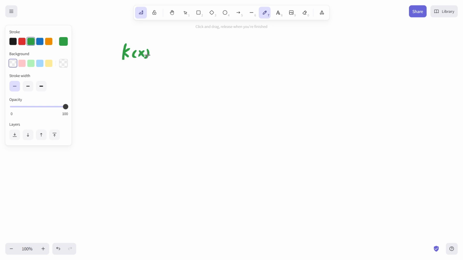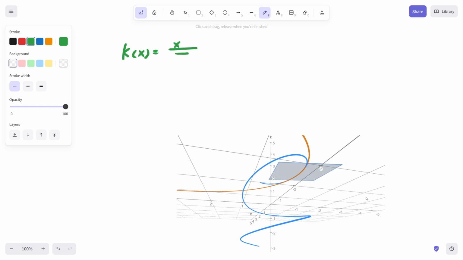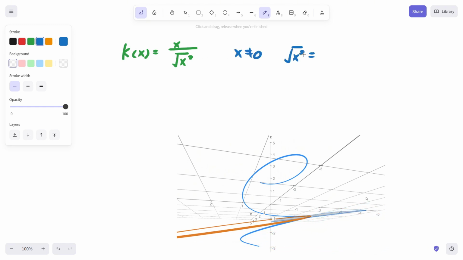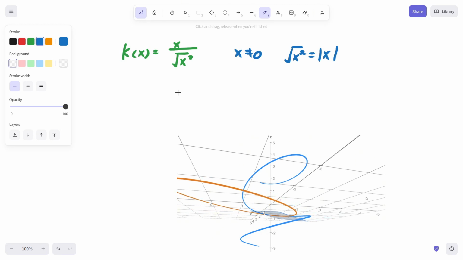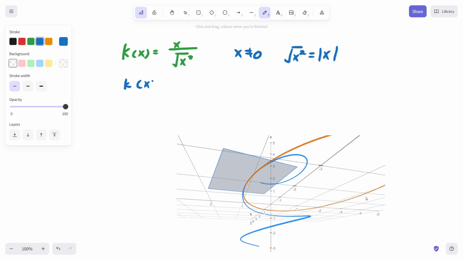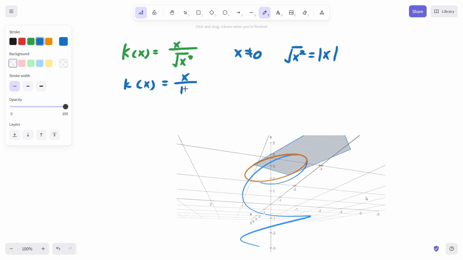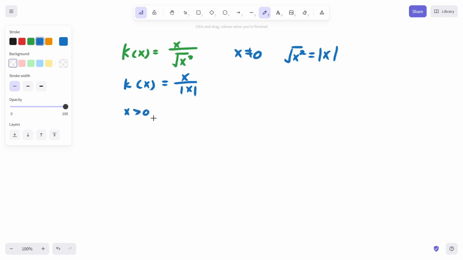Part 2 is analyzing the function k of x. Now let's look at the second function, k of x, which is x over the square root of x squared. Now here's a key trick. For all real numbers other than 0, the square root of x squared is just the absolute value of x. So this function becomes x divided by the absolute value of x. Let's break this into two cases.